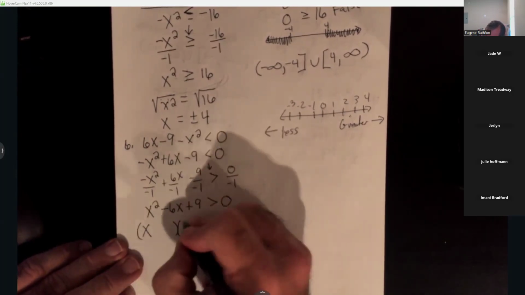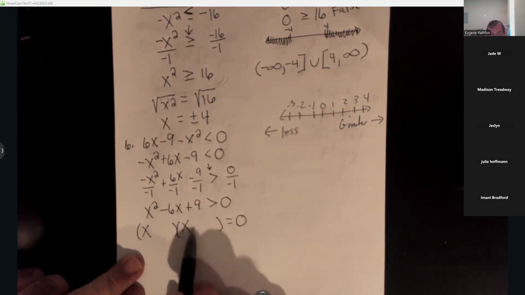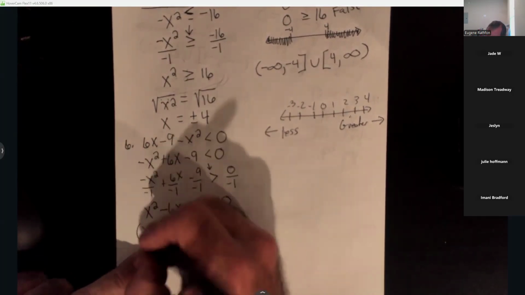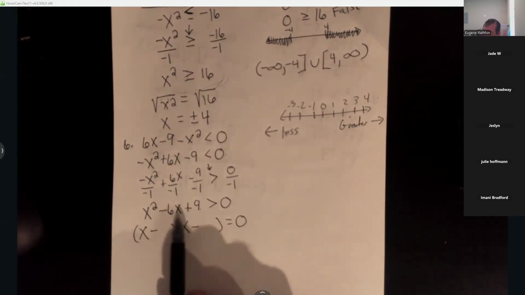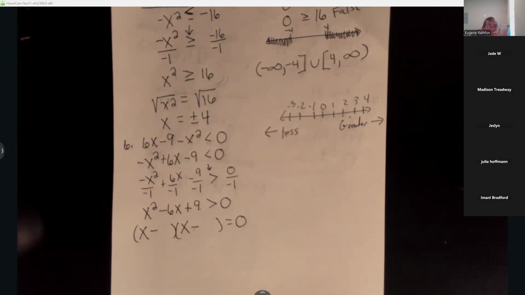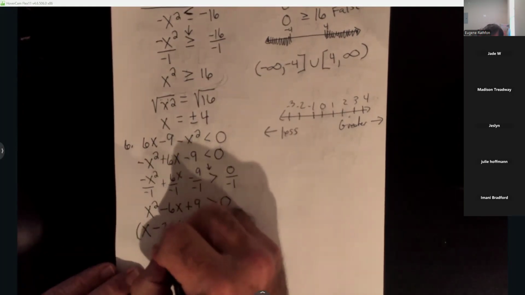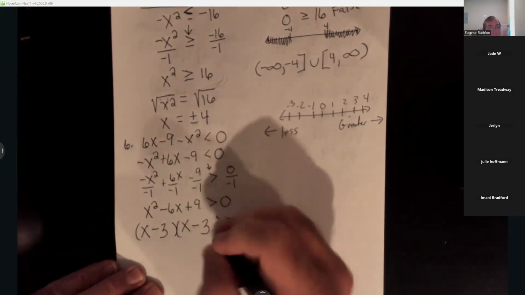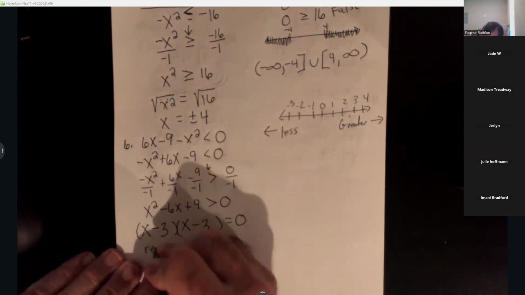X squared is x and x. The last number is positive, so both of these factors will be negative like the middle number. Alrighty, y'all. Can you find me factors of 9 that'll add and get me 6? So 3 and 3. Uh-oh. We said we had a little star a while ago. This is a repeating answer.